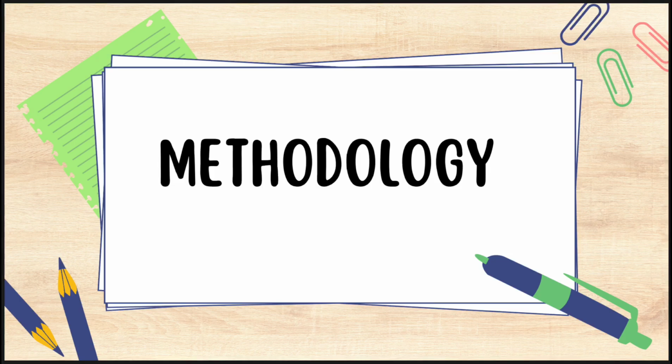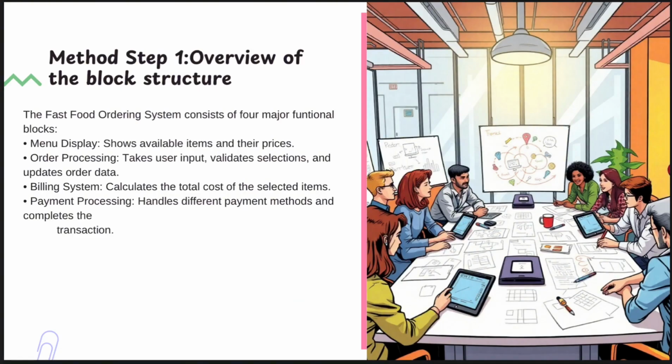Okay, now I will continue with the methodology. Method step 1 is the overview of the block structure. The fast food ordering system consists of 4 major functional blocks.